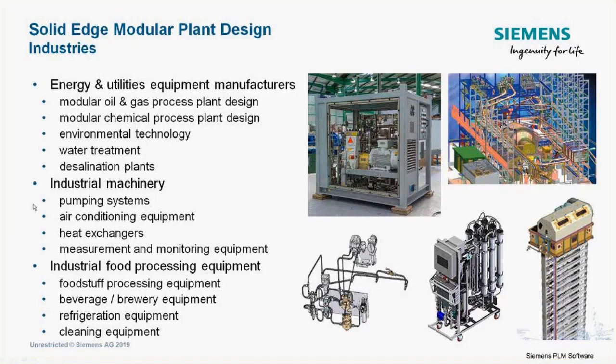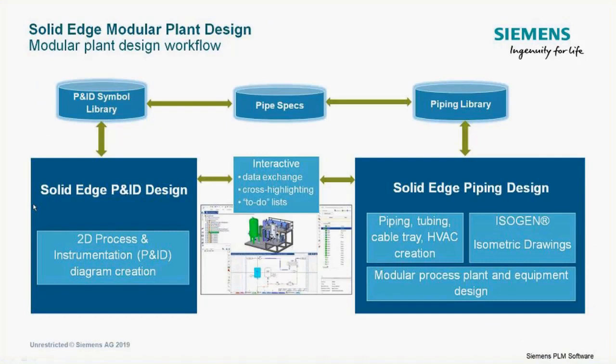And so, looking at all of these, this is where we want to introduce the modular plant design, which has multiple modules involved, sticking to the whole term. And so we have the Solid Edge P&ID design, and we have the Solid Edge piping design for the 3D side. And these can be working on their own, or we have some interactive data exchange where we can share data between the two environments to prevent recreating the wheel and entering data multiple times.